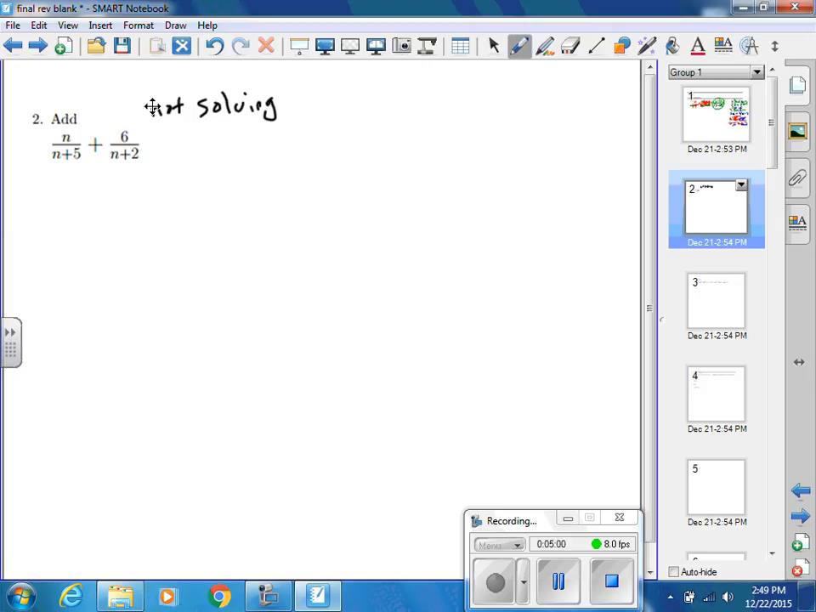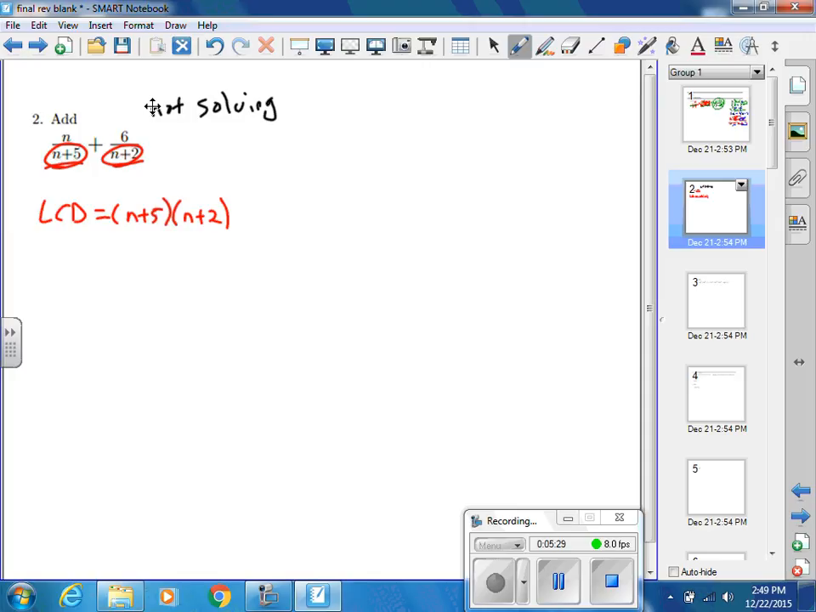So, because they're fractions, and they don't have the same denominator, I have to find the least common denominator. So I find the least common denominator between the two of them. Well, they both have an n, but the numbers are different with the pluses or minuses after n. So the only least common denominator that there is are these two things multiplied together. So it's n plus 5 times n plus 2, okay? I'm not going to FOIL it out, I'm just going to leave it like that.